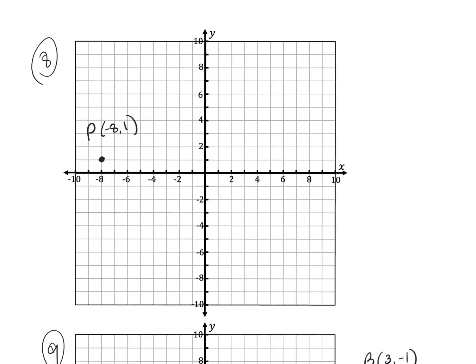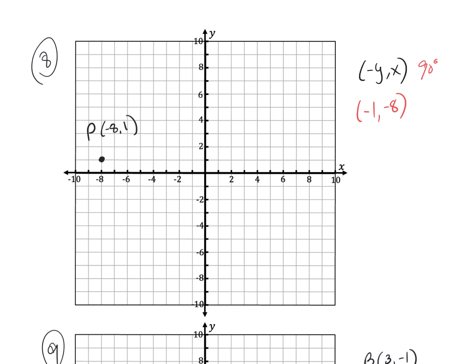Okay, now if you happen to remember, you will not get this on your test, but if you happen to remember that the rotation rule for 90 degrees counterclockwise is (-y, x), you can just reverse. So we interchange, and (-8, 1) becomes (-1, -8) for a 90 degree rotation counterclockwise.